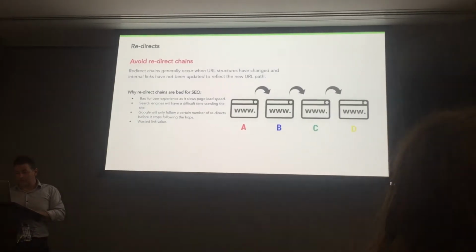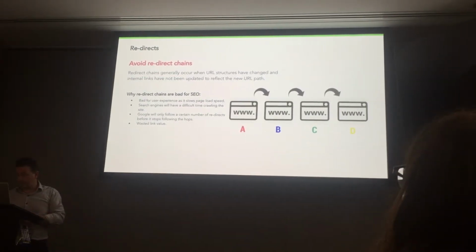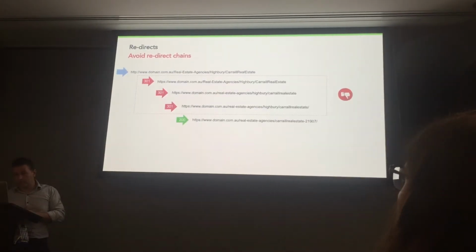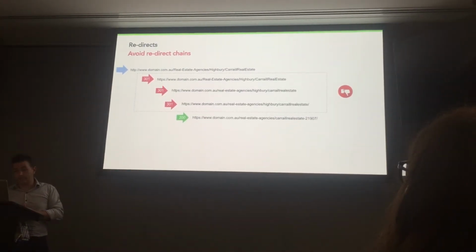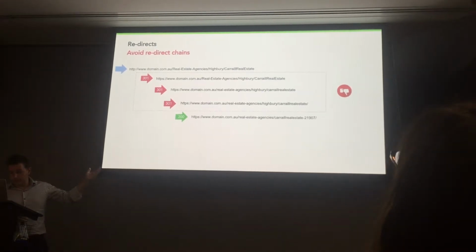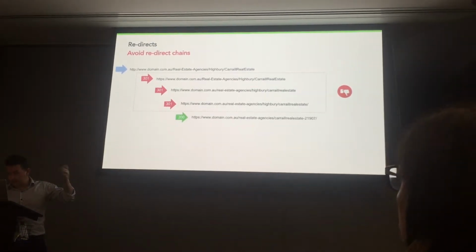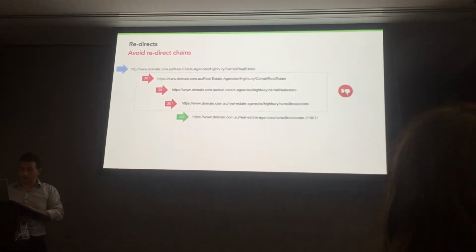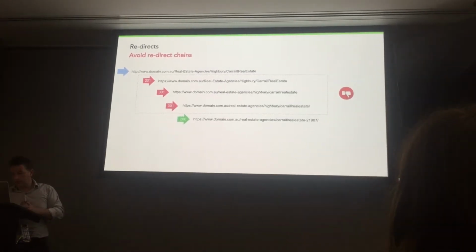Avoiding redirect chains is key to speeding up the amount of content Google can get through. Here's an example of one I discovered from an agency page. Google comes in at the top. It's real estate agencies, Highbury, Carriel Real Estate. It 301s to the secure URL, which is fine. But then you'll notice it's all in uppercase.